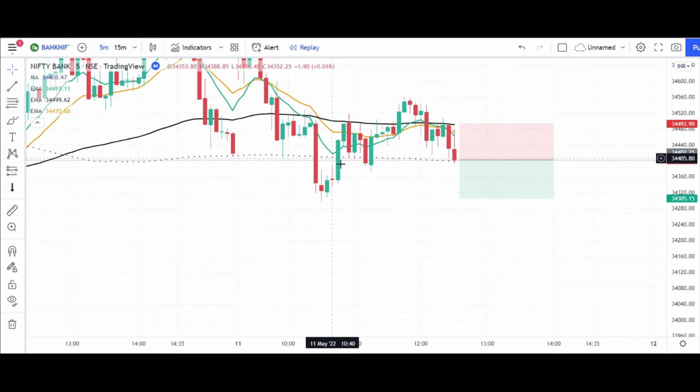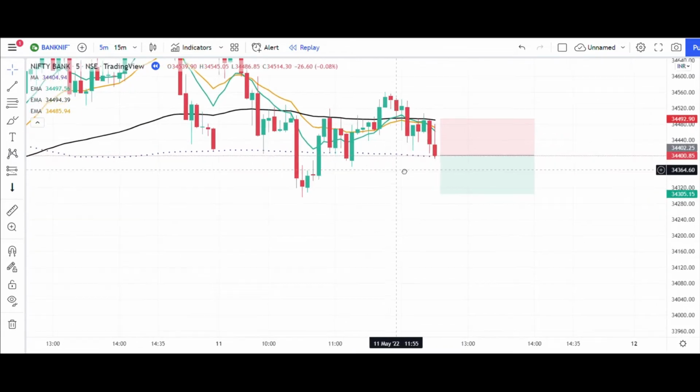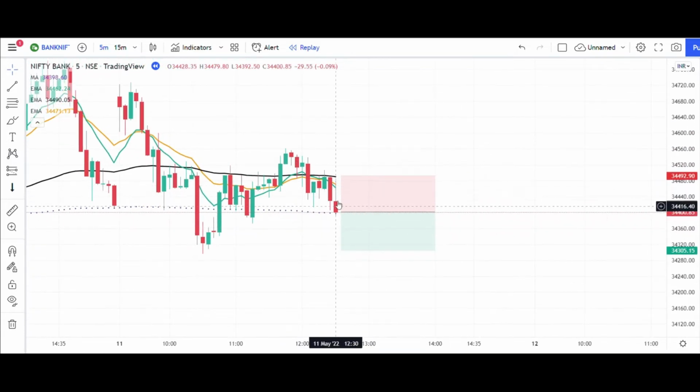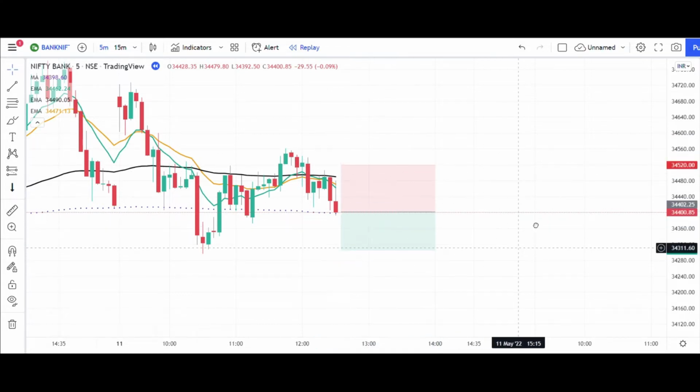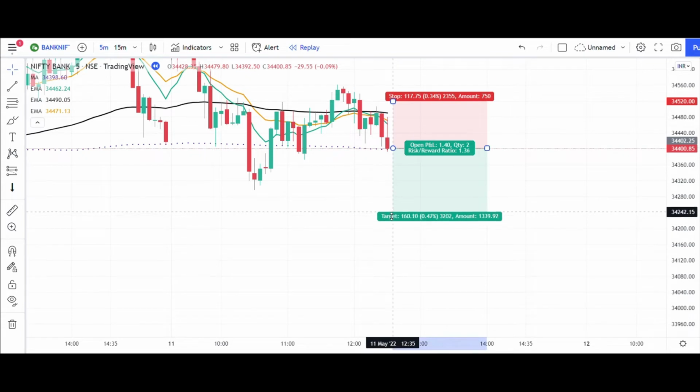So this dotted purple line is our 200 moving average. Our stop loss: the candle high is this candle, which gave the breakdown of this low. So this candle high is 34,479. So we can say 480, and we will add 30 to 40 points, so it will become like 520. We will add almost 40 points as our stop loss, and then we will keep a risk reward of 1:1.7 as our first target.